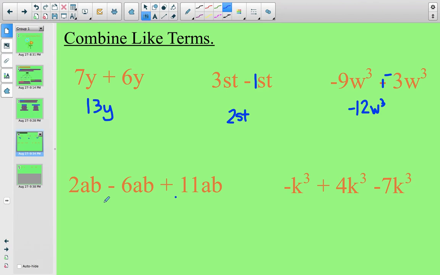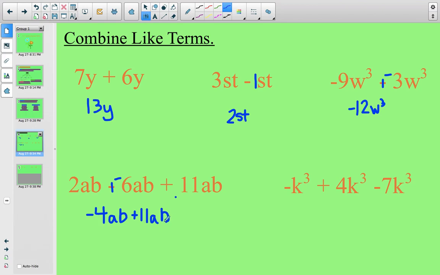So if I look at this, again, I have a situation where I have subtraction. So to keep my signs straight, it might help me to change this to plus and negative. So 2 plus a negative 6 is going to give us negative 4. Again, our variable is going to stay the same, so we're going to stay with AB. And then we are still going to have that plus 11AB that we see over here. So that piece did not do anything during the first round of this problem.